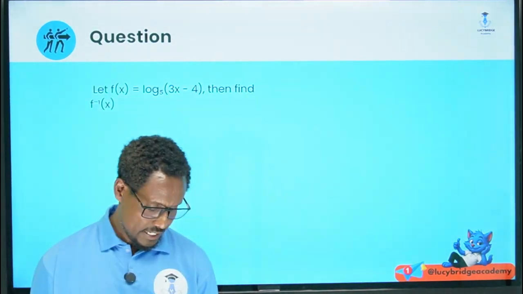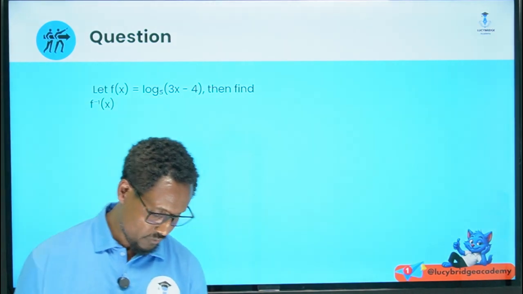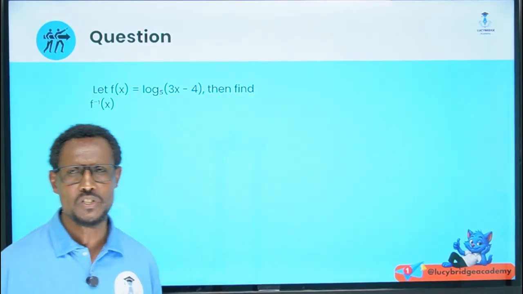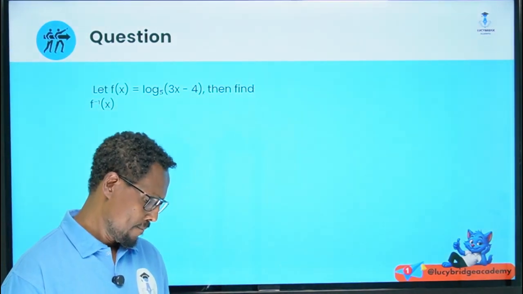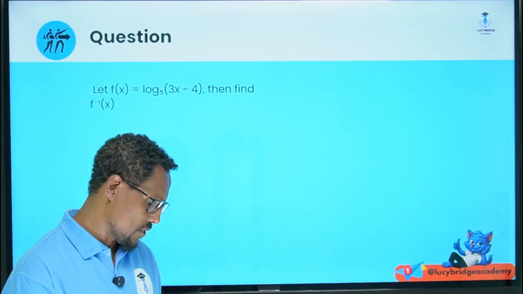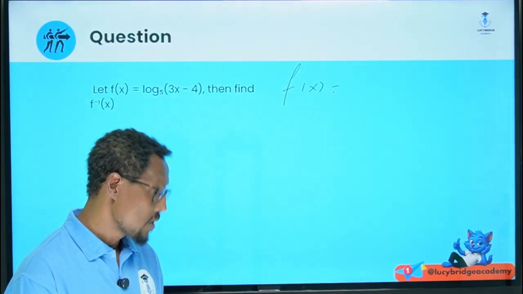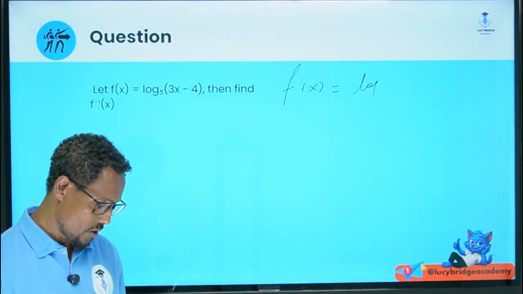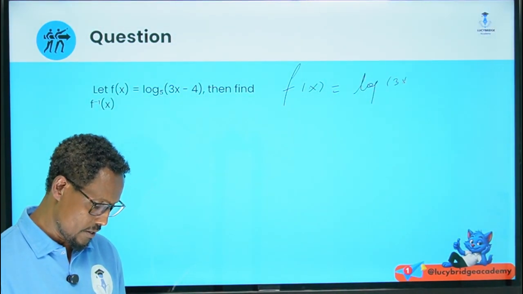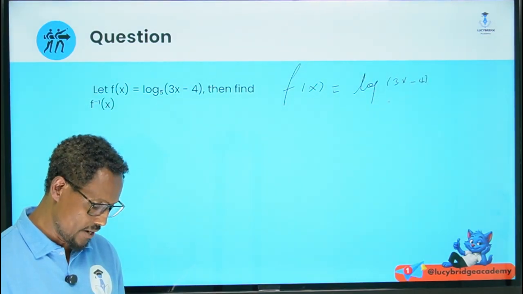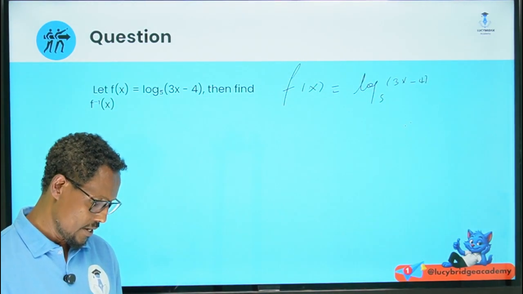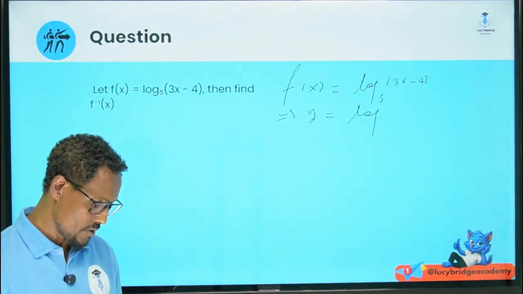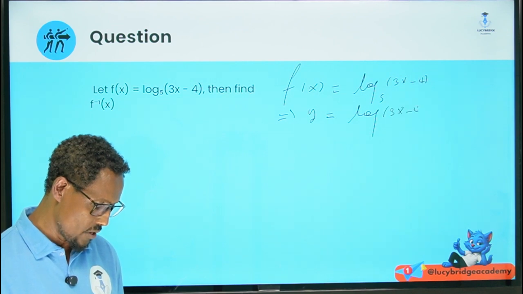Next, let f of x be equal to logarithm of 3x minus 4 to the base 5. Find the inverse of the logarithmic function. The inverse of a logarithmic function is an exponential function. Let y be equal to f of x, which is equal to logarithm of 3x minus 4 to the base 5. This means y is equal to logarithm of 3x minus 4 to the base 5.